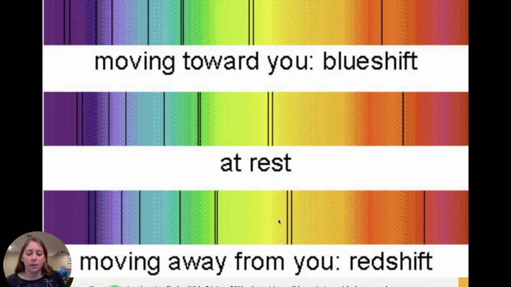If I look down here, this wavelength got shifted towards the red. So my two yellow lines were here and I moved over here towards the red. That means it's red shifted. My wavelengths got stretched out and larger, and that means it's moving away from me.